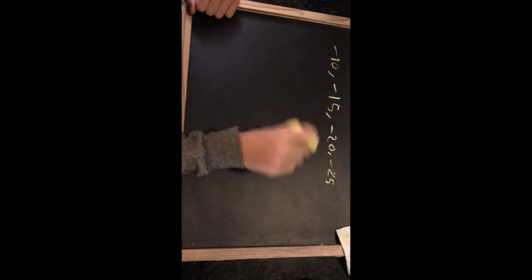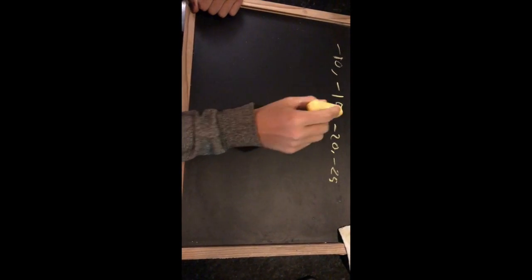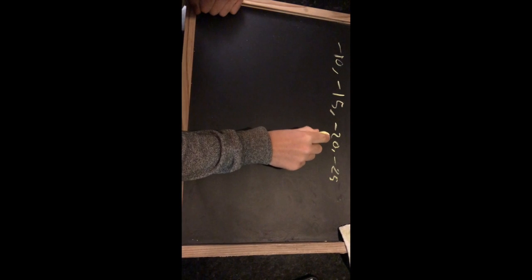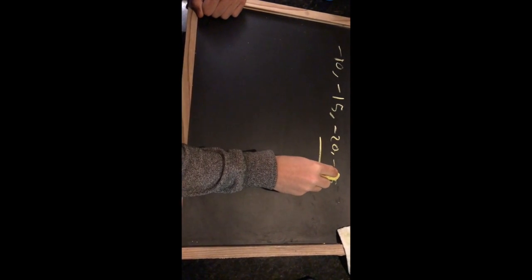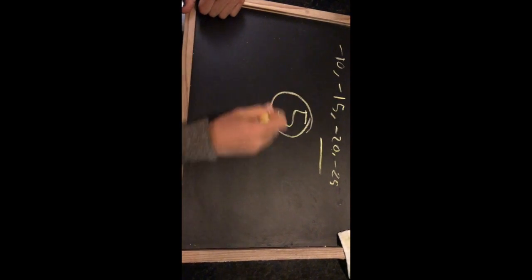When looking for the common difference of a sequence, you can use any two numbers in the problem. So in this case, I'm going to be using the numbers -20 and -25. And we'll be able to determine that by subtracting both of them, that the common difference is -5.